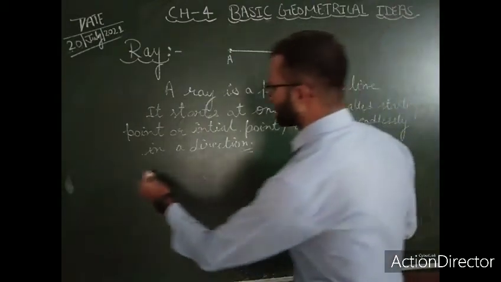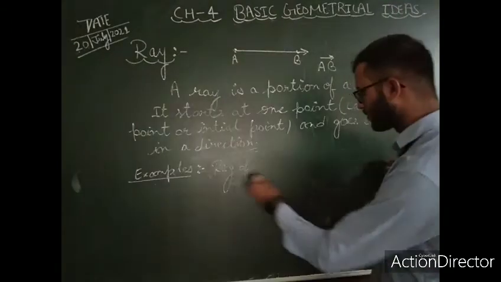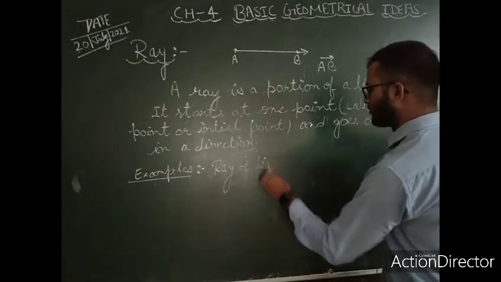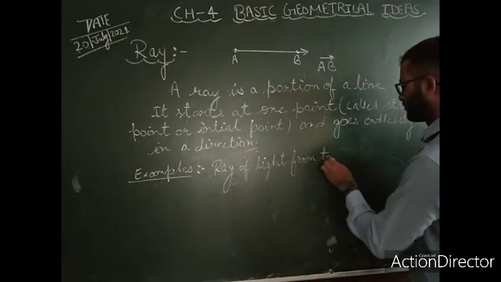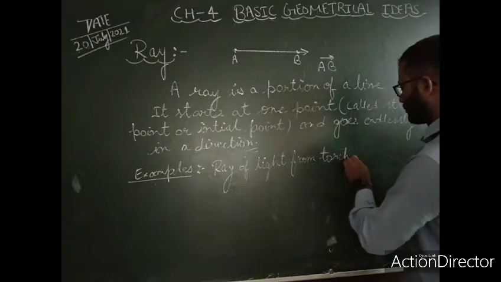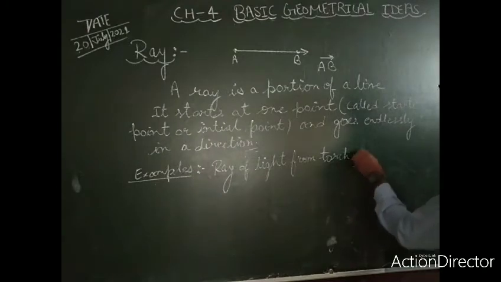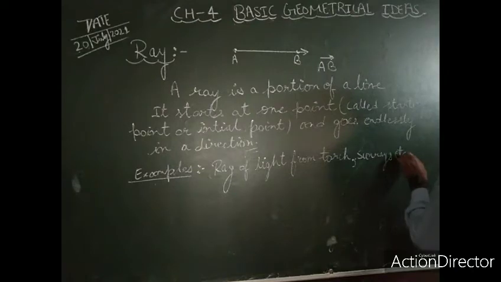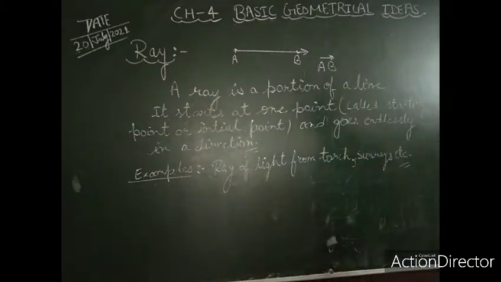And the examples of rays are: ray of light from a torch, okay? Now the second example, sun rays, etc. So there are lots of examples of rays here. Light comes out from a bulb and from a torch, etc.